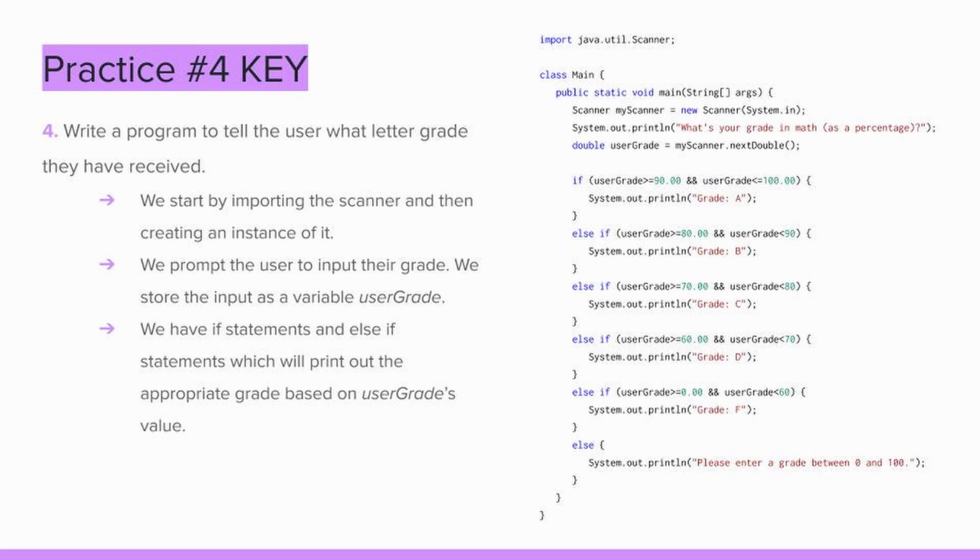Then we have an if statement and an else statement to check if the user's grade is within a certain range. If the grade is greater than or equal to 90 and less than or equal to 100, then we'll print grade equals A. If the grade is greater than or equal to 80 and less than 90, we'll print grade equals B, and so on for C, D, and F. If the number the user provides is not within the range 0 and 100, then we'll ask the user to enter a grade between that range.